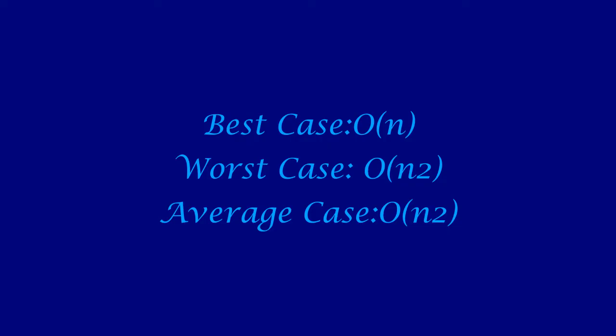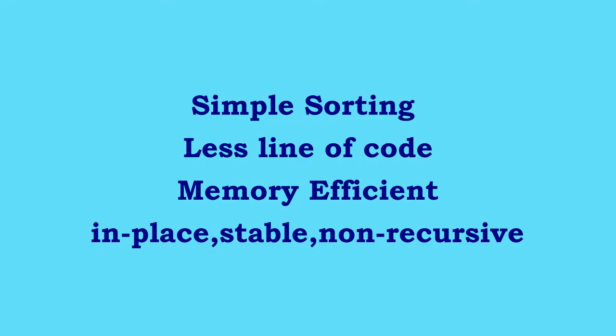Bubble sort is a very simple sorting technique with only a few lines of code. The best case complexity of bubble sort is order of n, and the best case is when the list is already sorted. While the worst case complexity and average case complexity is order of n square. This algorithm is memory efficient also, as we do not need any extra data structure for this algorithm. It is an in-place sorting technique.